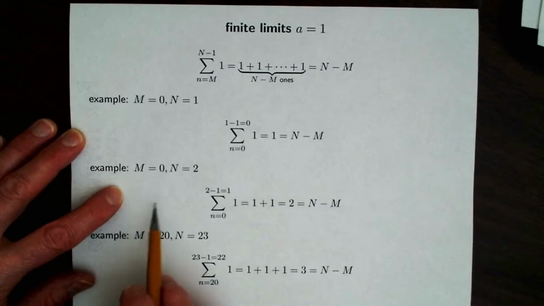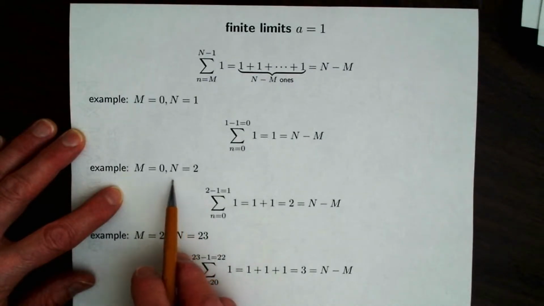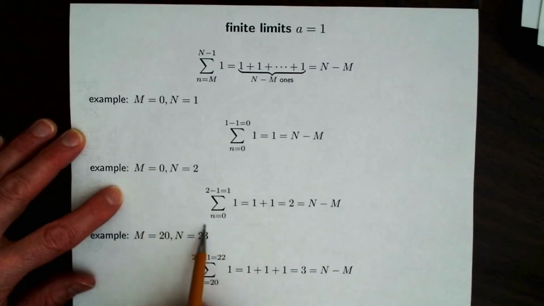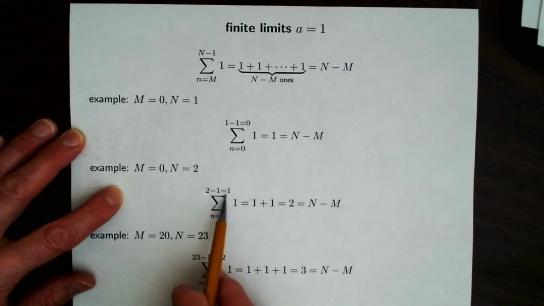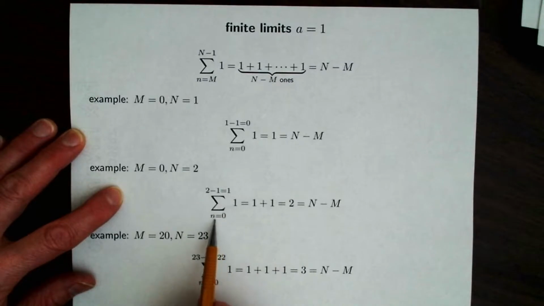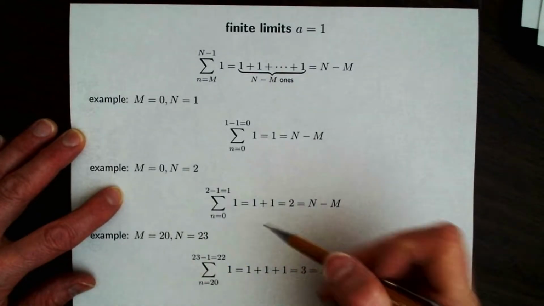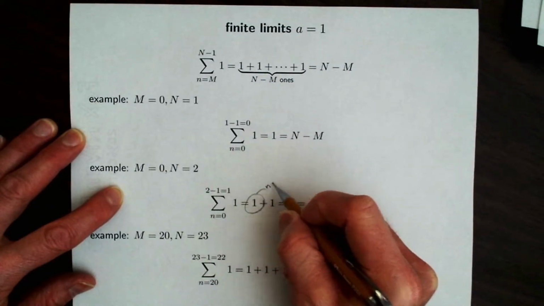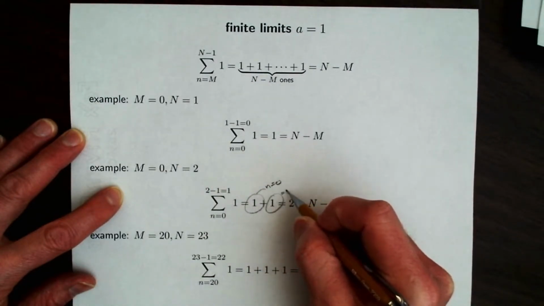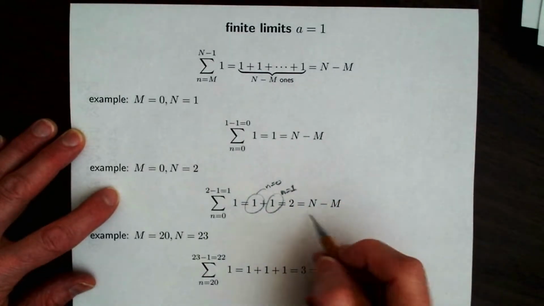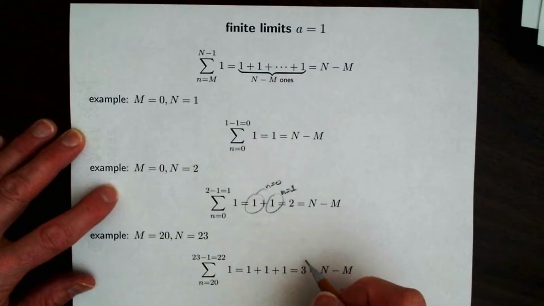Let's take a look at another example. And here what we'll do is let n equal 2. So if we substitute these limits into the sum, we'll have the sum from 0 to 1 of 1. So we're adding 1 together twice, the n equals 0 term and the n equal 1 term. This is the n equals 0 term, and this is the n equal 1 term. So 1 plus 1 is 2. That turns out also to be the value of n minus m.